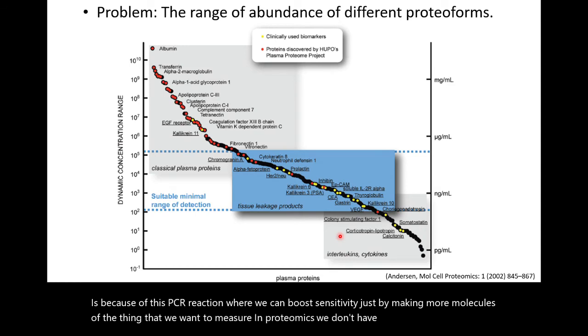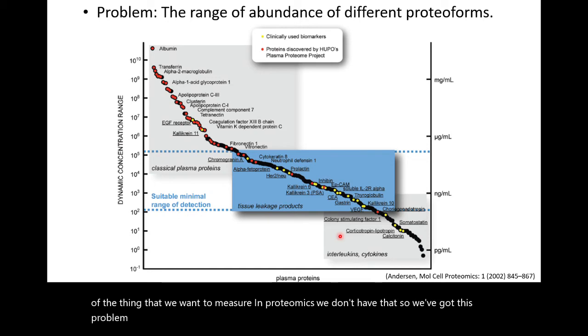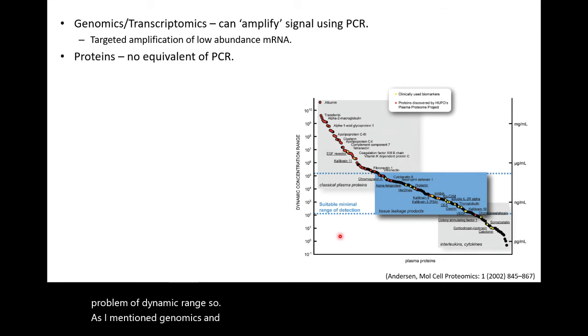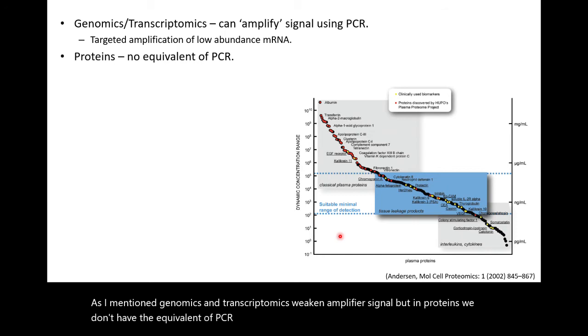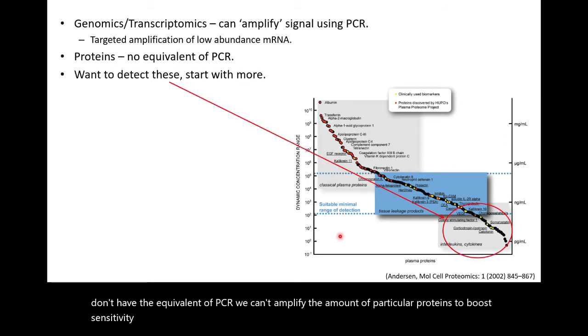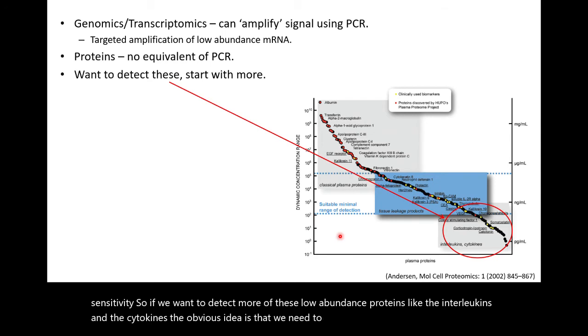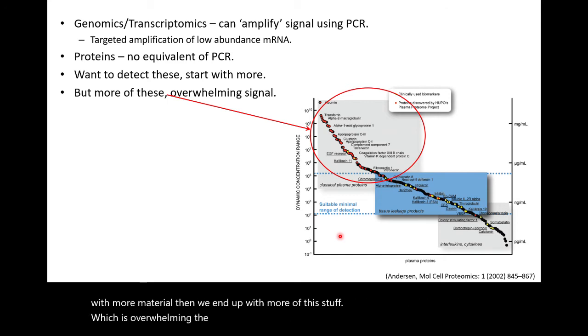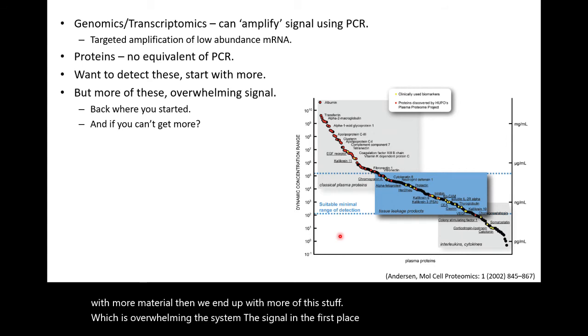So we've got this problem of dynamic range. As I mentioned, genomics and transcriptomics, we can amplify our signal, but in proteins, we don't have the equivalent of PCR. We can't amplify the amount of particular proteins to boost sensitivity. So if we want to detect more of these low abundance proteins like the interleukins and the cytokines, the obvious idea is that we need to start with more material. But if we start with more material, then we end up with more of this stuff, which is overwhelming the signal in the first place. And so you end up back where you started.